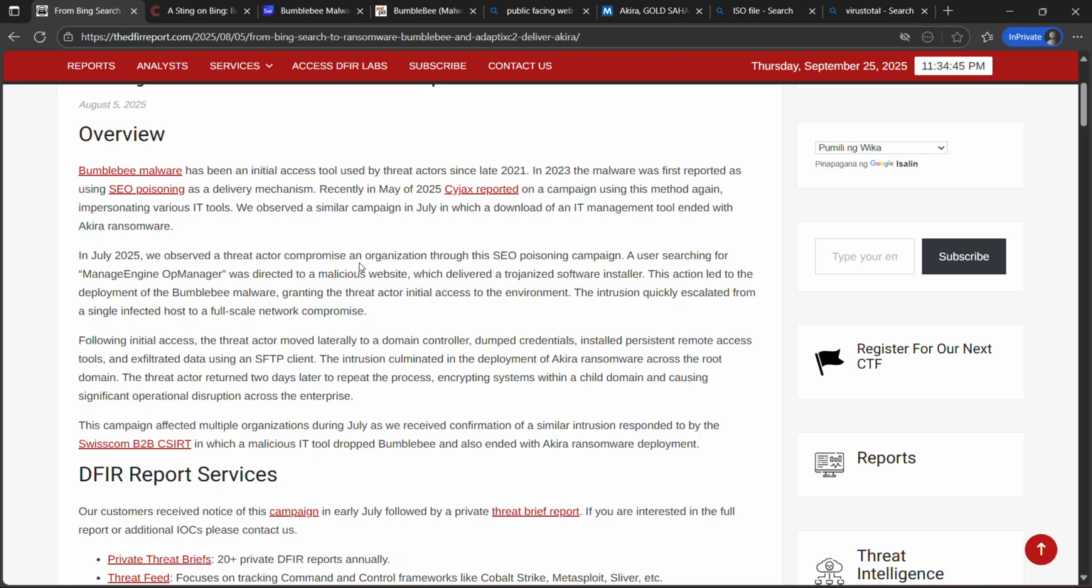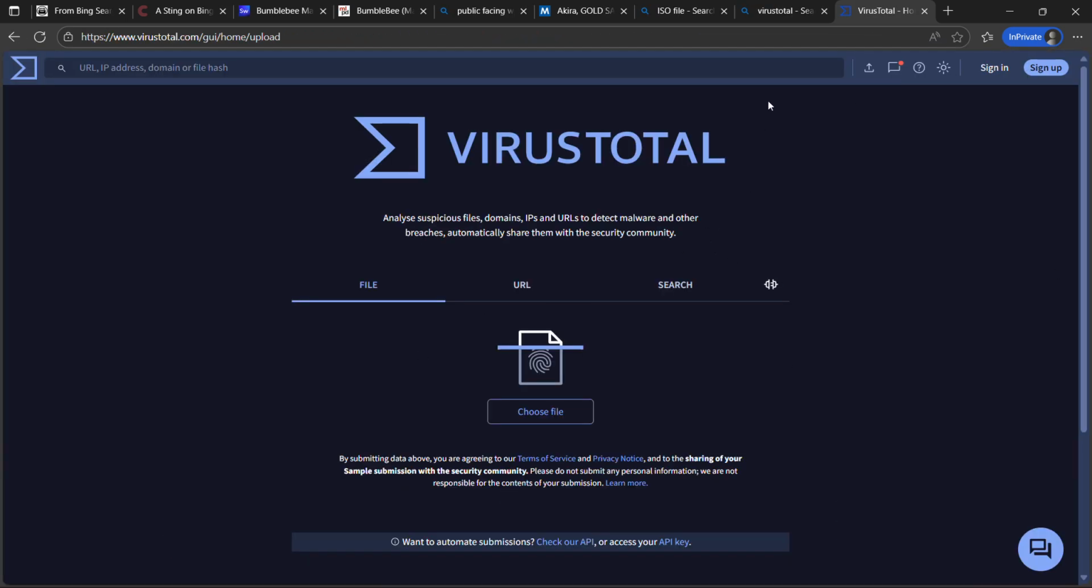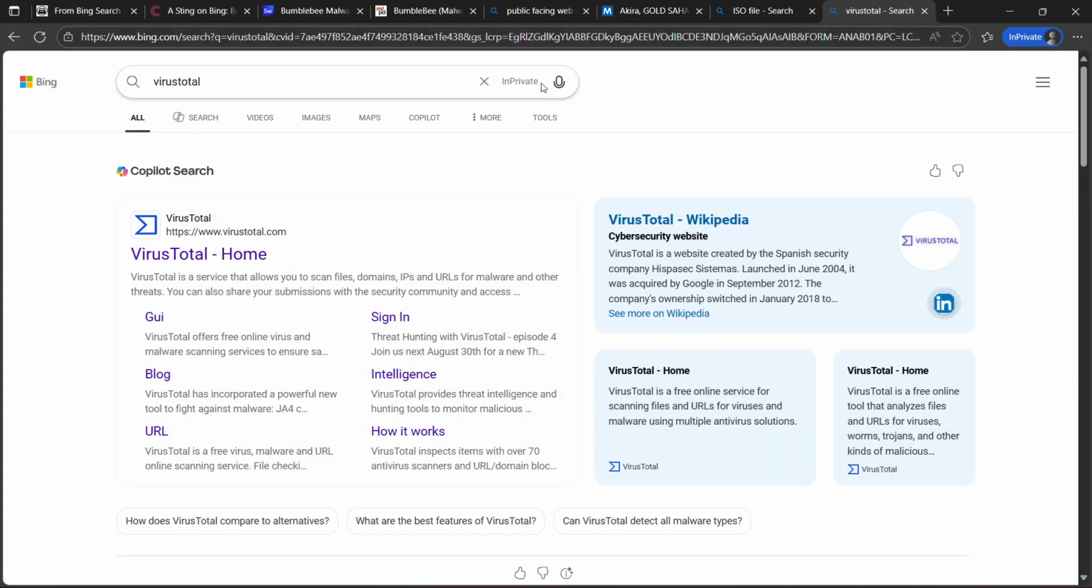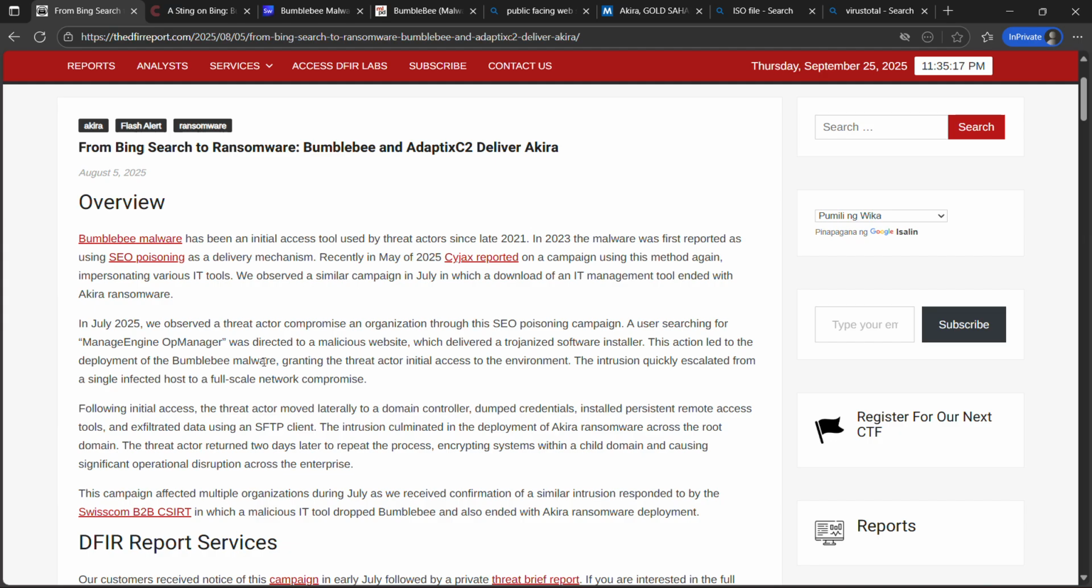ManageEngine OpManager was directed to a malicious website, which delivered a Trojanized software. Okay. I wonder if this malicious website does a drive-by attack, whereas if you went to the website, if you click on a website, it will automatically download. Sometimes it does that, right? It's called a drive-by attack. I wonder if that's what this thing did.